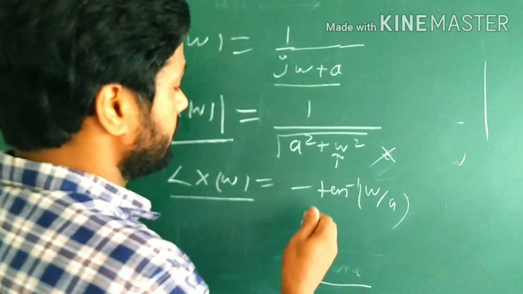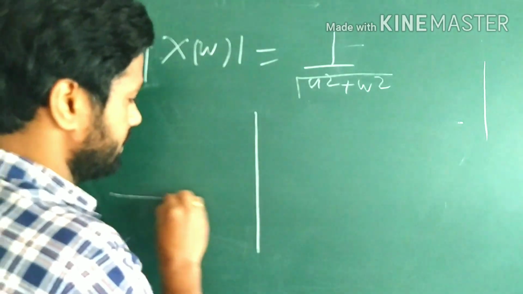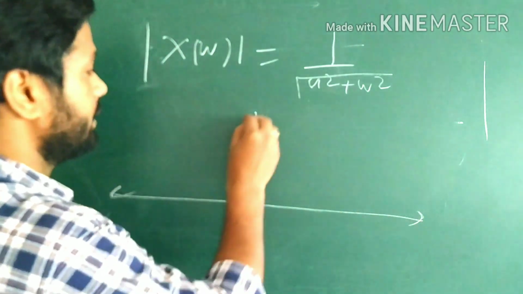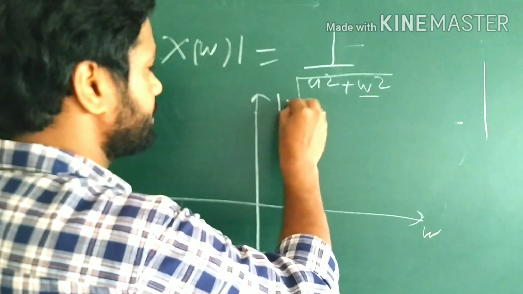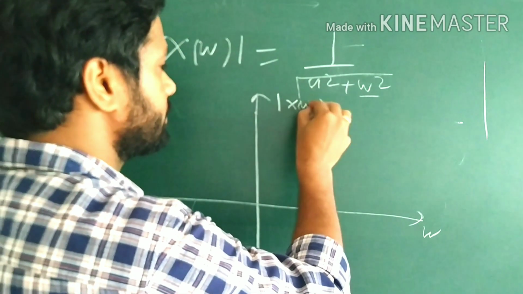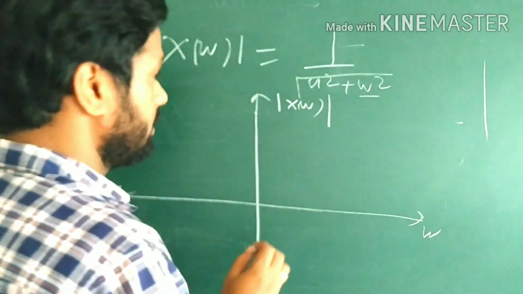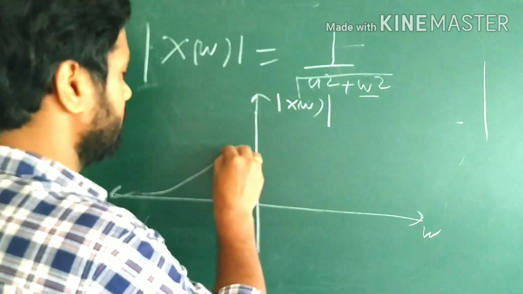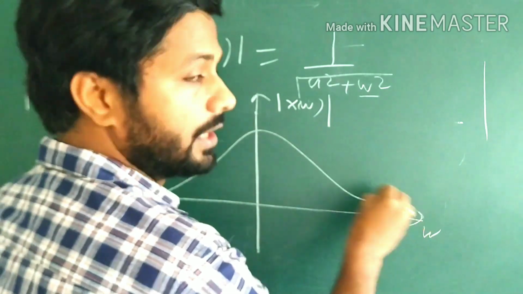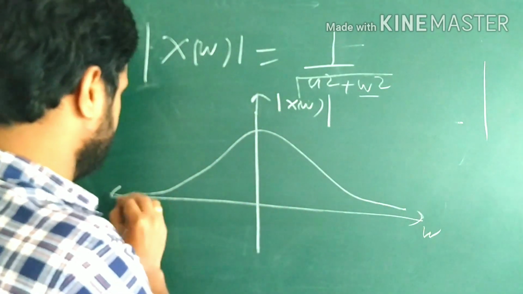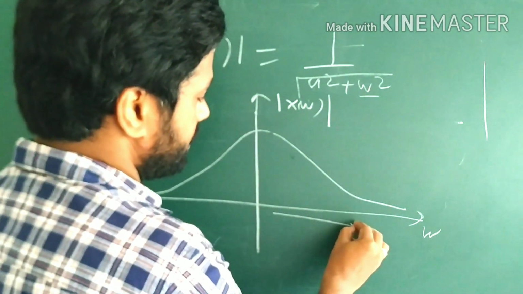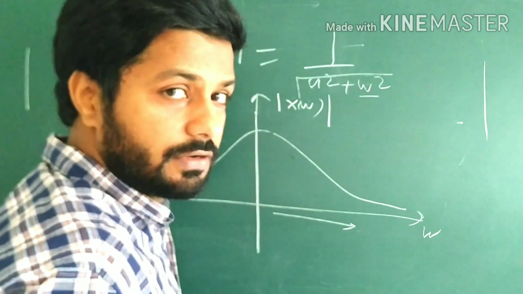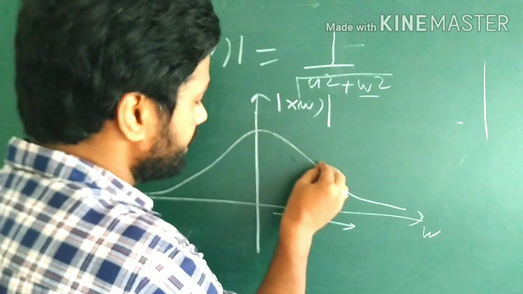So let us see its graph. As we know, it depends only on frequency. It does not depend on time, and its graph will be like that. Here we can see that with increasing frequency, the modulus of that Fourier transform decreases.